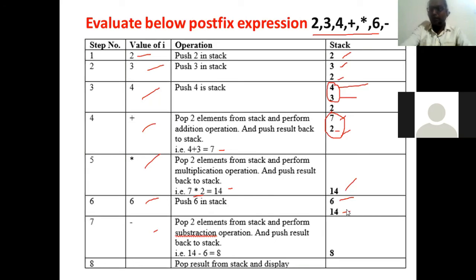The second operand is 14 and the first operand is 6. So 14 minus 6 is 8, so the answer is 8. That is, when we evaluate this postfix expression, we will get the result 8. So like this, we will get 8.